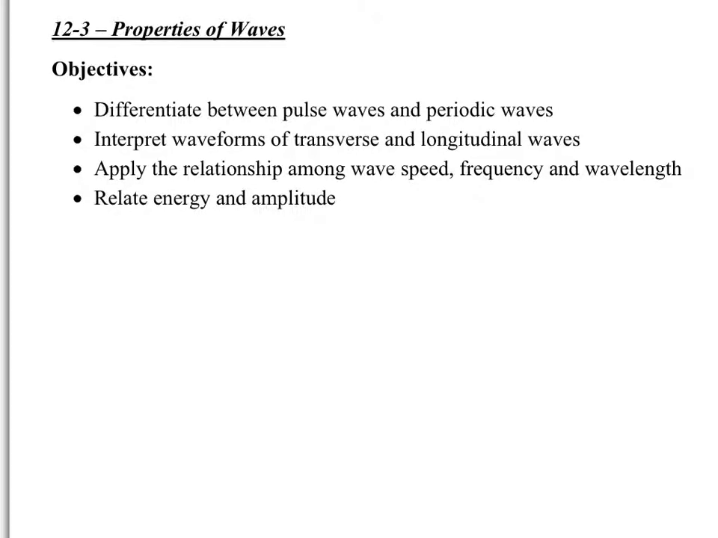Section 12.3, we're going to look at the properties of waves. We're going to talk about a pulse and periodic wave. We're going to talk about different types of waves, transverse and longitudinal. We're going to look at the relationship between wave speed, frequency, and wavelength. And then we're going to talk finally about energy and amplitude and what that means.